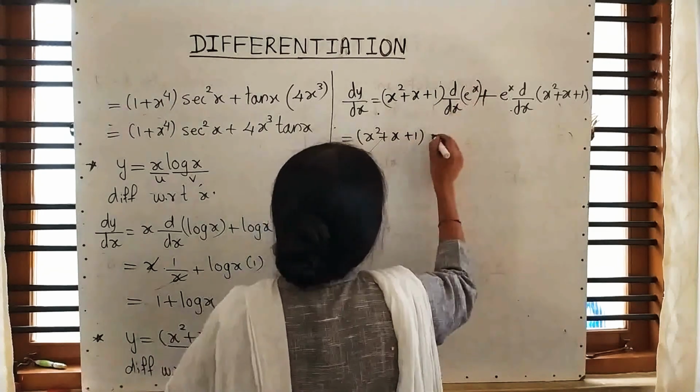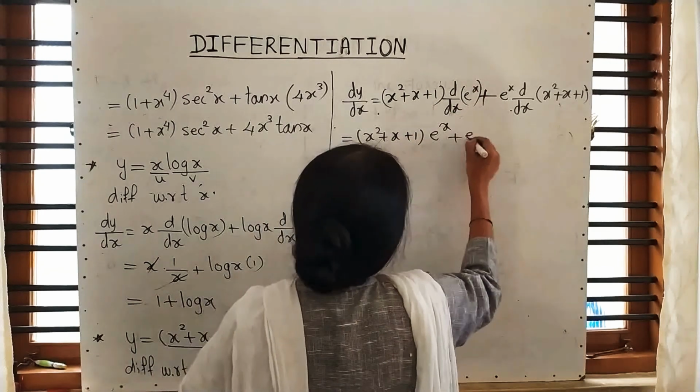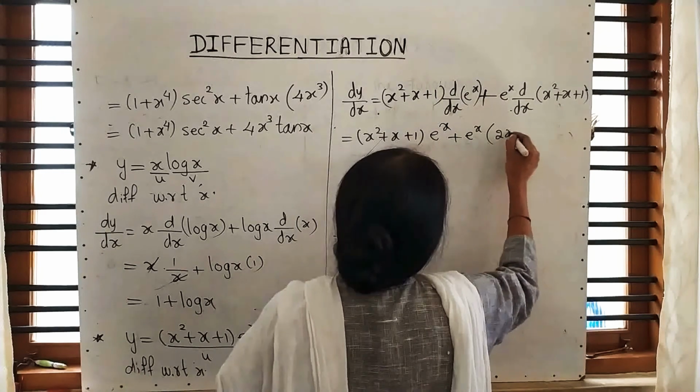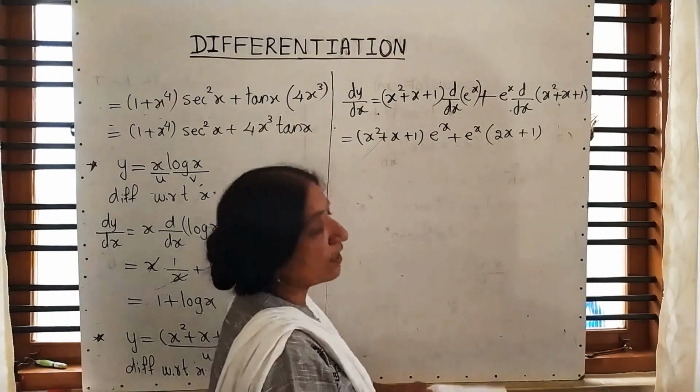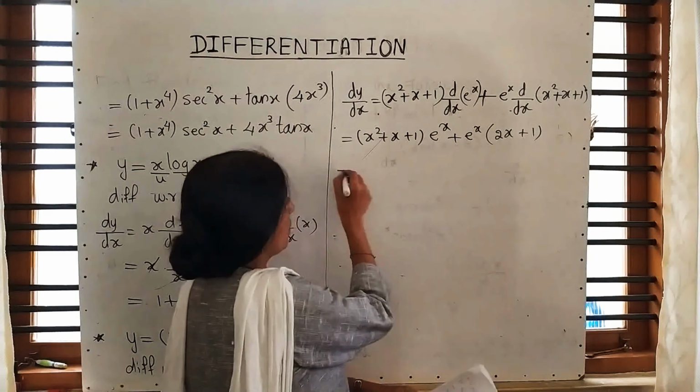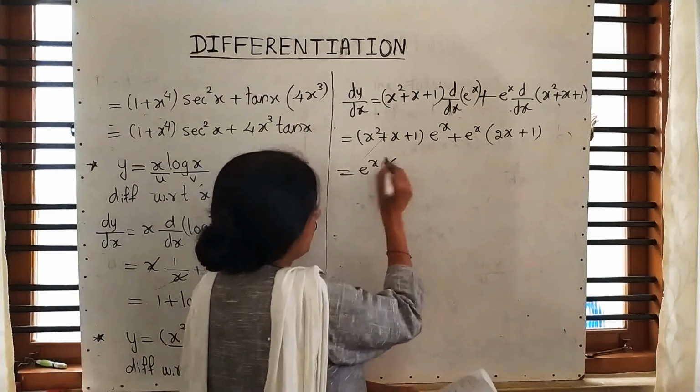What is the differentiation of e raised to x? E raised to x. And this differentiation of x square is 2x, differentiation of x is 1, differentiation of 1 is 0. Here x square I took, e raised to x I took common.